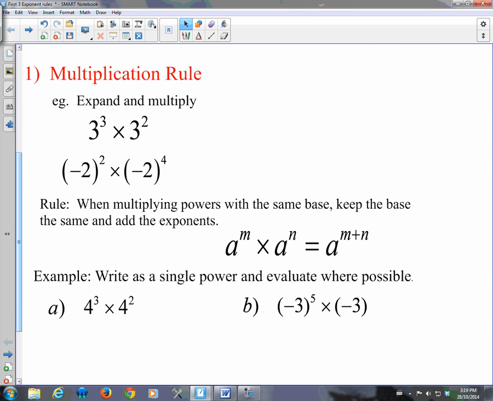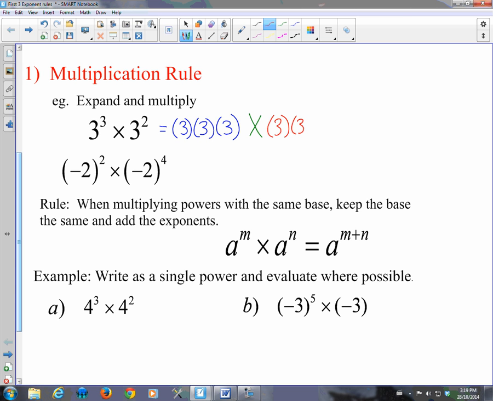So if I have something like 3 to the exponent 3 times 3 squared, 3 to the exponent 3 would mean 3 times 3 times 3, times 3 squared, which would mean 3 times 3. If we expanded it all out, I would have 3 times itself 3 times and 3 times itself 2 times multiplied together, which would mean all together I'm multiplying 3 5 times.